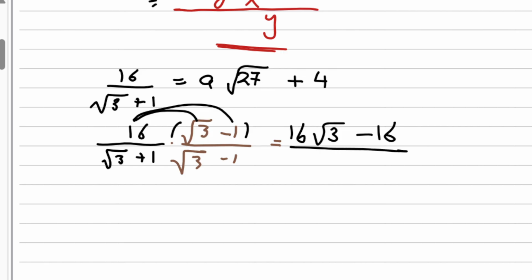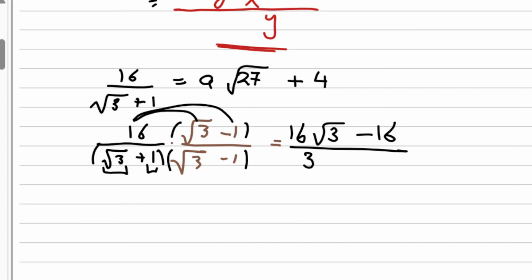Divided by the denominator. If you just expand the brackets, it works. But when you rationalize, when you multiply by the conjugate, it's always the first one squared minus the second one squared. So what's root 3 squared?